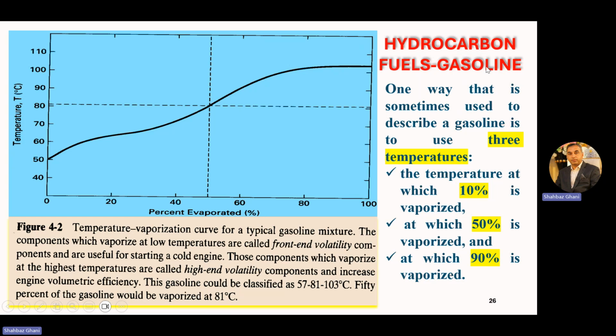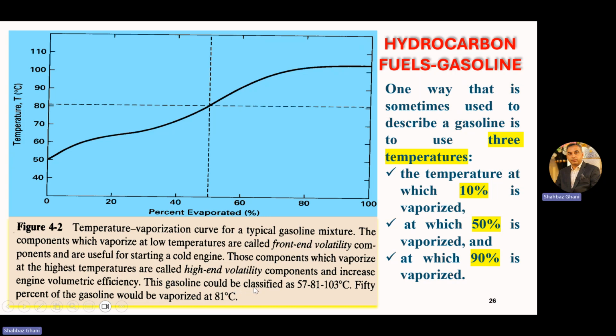Now, hydrocarbon fuel, gasoline. One way that is sometimes used to describe a gasoline is to use three temperatures: the temperature at which 10% is vaporized, at which 50% is vaporized, and at which 90% is vaporized. Let's read this statement. Temperature vaporization curve for a typical gasoline mixture. The components which vaporize at low temperature are called front-end volatility components and are useful for starting a cold engine. Those components which vaporize at the highest temperature are called high-end volatility components and increase engine volumetric efficiency.